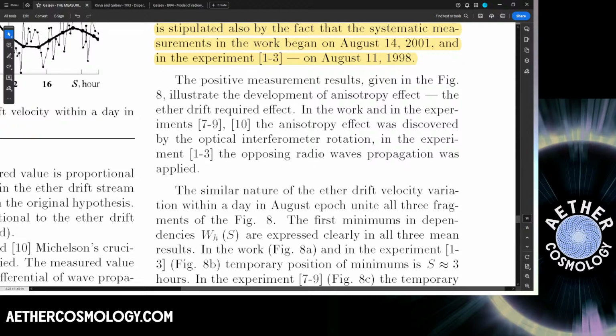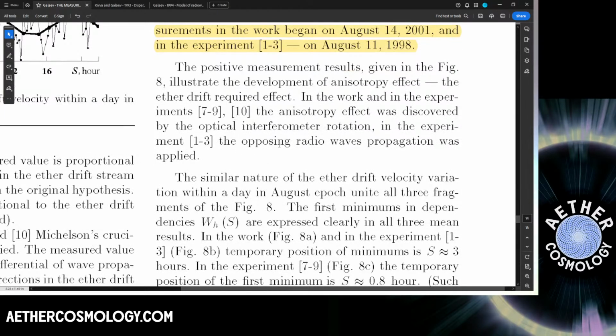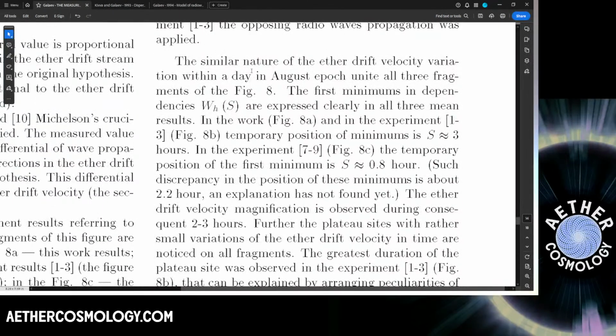The positive measurement results given in figure 8 illustrate the development of the anisotropy effect, the ether drift required effect. In the work and in the experiments 7 through 9 and 10, the anisotropy effect was discovered by the optical interferometer rotation. In the experiment of 1 through 3, the opposing radio waves propagation was applied. The similar nature of the ether drift velocity variation within a day in the August epoch unites all 3 fragments of figure 8. The first minimums and dependencies, WH is what again?